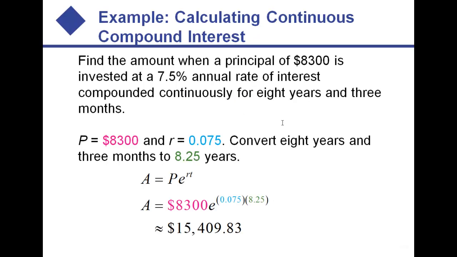Here's an example. Find the amount when a principal of $8,300 is invested at a 7.5% annual rate of interest, compounded continuously for 8 years and 3 months. There's our P. There's our R. We need to convert that 8 years and 3 months to years. So 3 months is a quarter of a year. That's why we get 8.25. Plug everything into your calculator, and there's your answer. At the end of 8.25 years, you would have a little over $15,400 in that account. And if you subtracted the original 8,300, you'd see that you made about $7,100 in interest. So it's almost doubled.